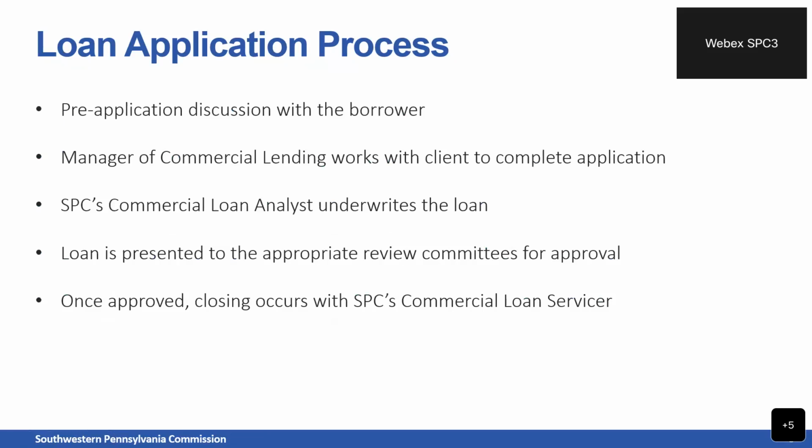There's some pre-closing work that needs to happen. So for instance, we'll need to ask you for insurance information. We'll need the insurance policy in some cases to name SPC as a lender loss payee. We'll need things like your business formation documents, any operating agreement that you might have, things of that nature. But once all of those pre-closing documents are taken care of, we will schedule the closing and we'll get all of the documents signed, sealed, and delivered, and then we'll start dispersing your loan funds.